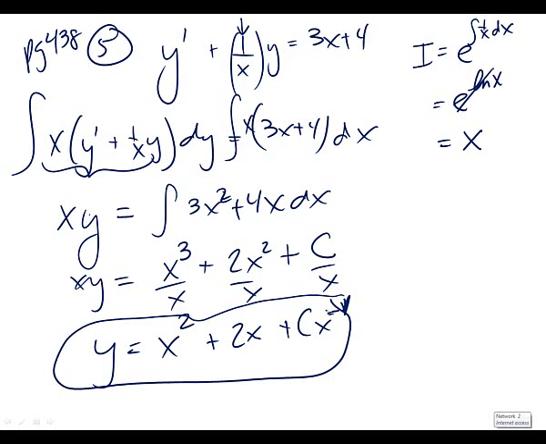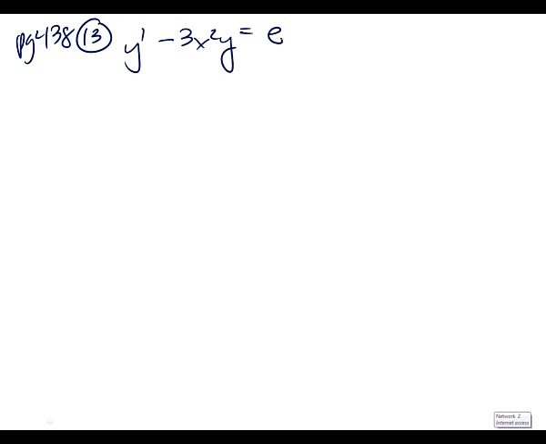Okay. All right. What else do you guys want to see? Number 13 on page 438? Okay. So number 13, same page. We have y prime minus 3x squared y equals e to the x cubed.